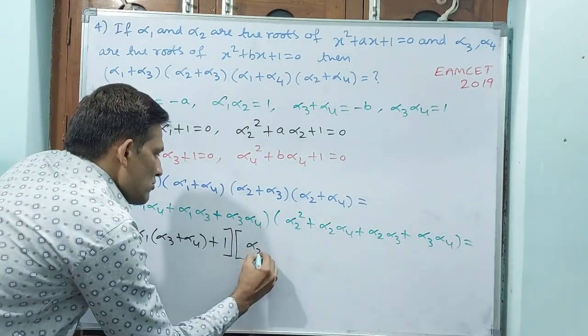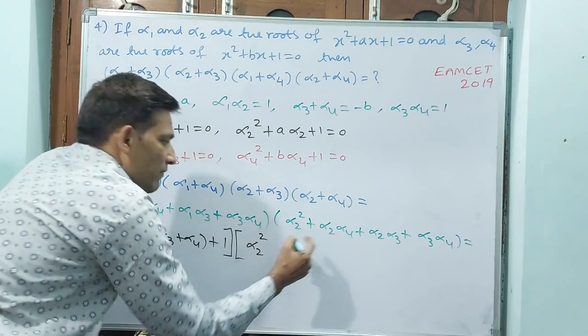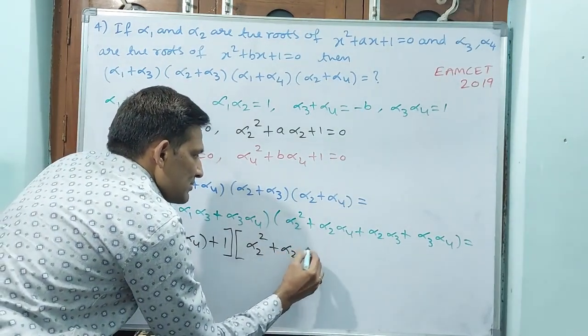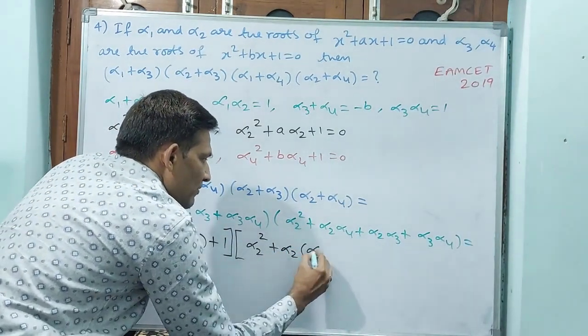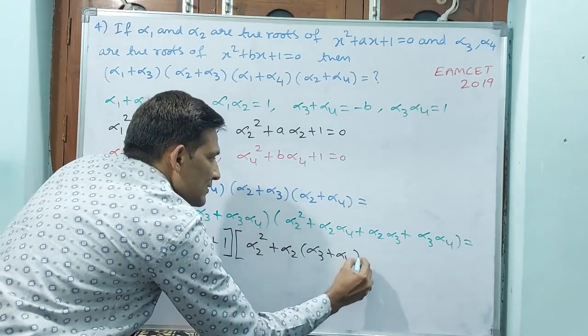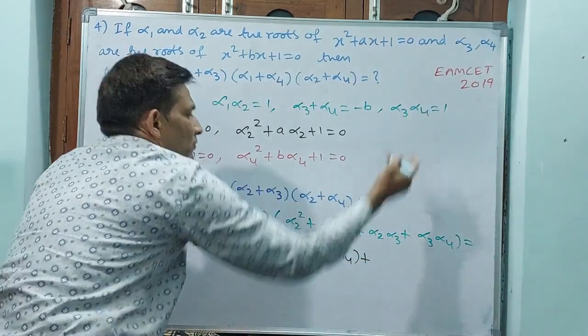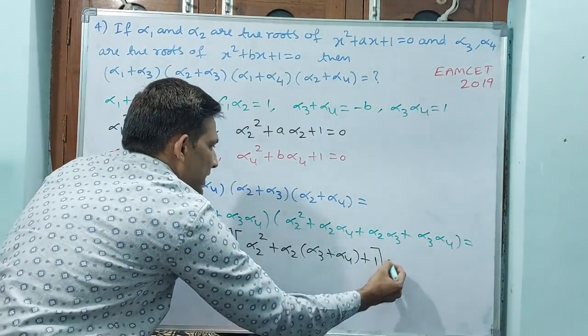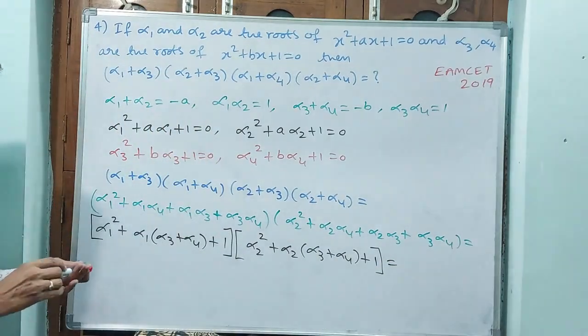Alpha 2 square, alpha 2 take common, and write alpha 3 plus alpha 4, plus alpha 3 into alpha 4, which is 1. Close the bracket. That is equal to.